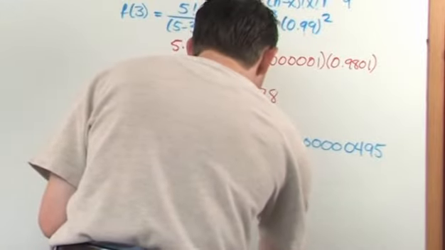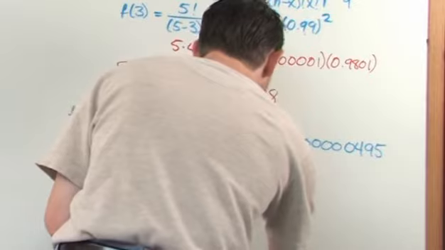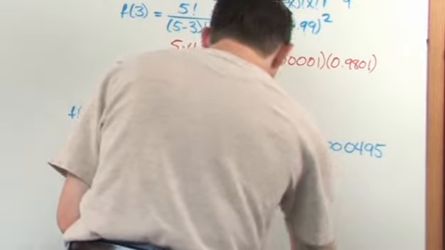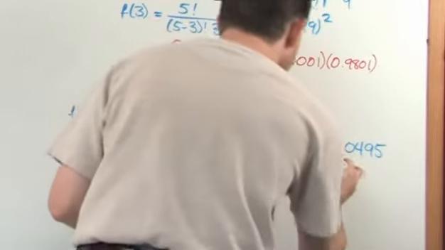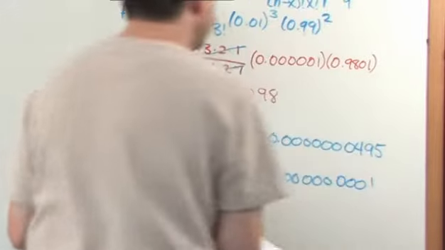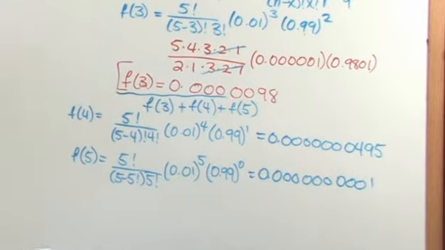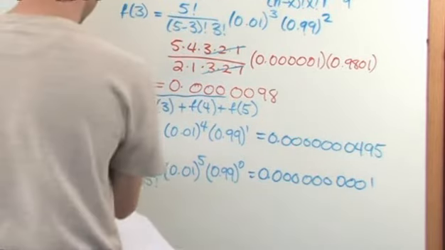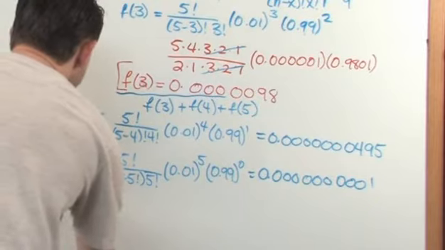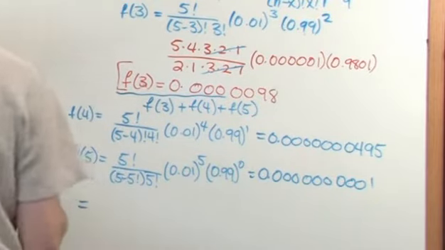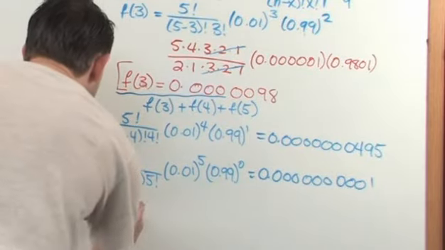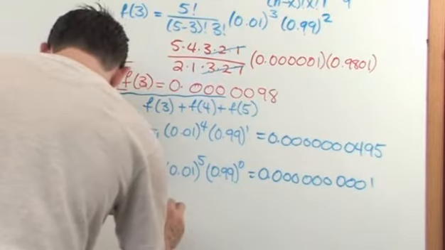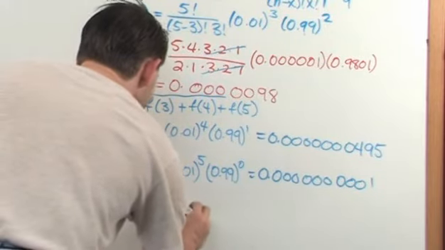You're going to get 0.0000000001. Very, very small number, okay? So we know what the probability of 3 is, we know what the probability of 4 is, we know what the probability of 5 is, so the total probability of at least 3 people getting audited is adding up all 3 of those, probability of 3, 4, and 5, and what you're going to get is 0.000000985.